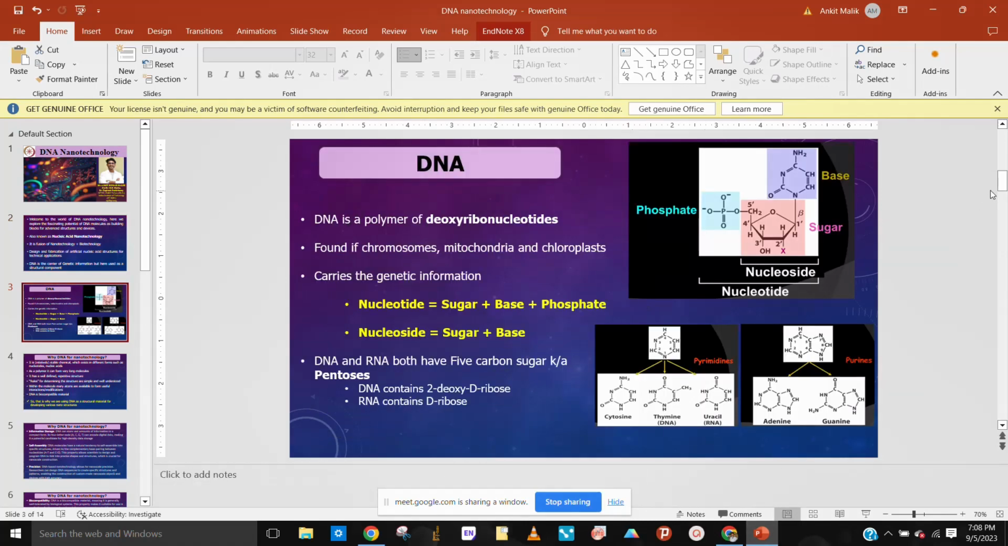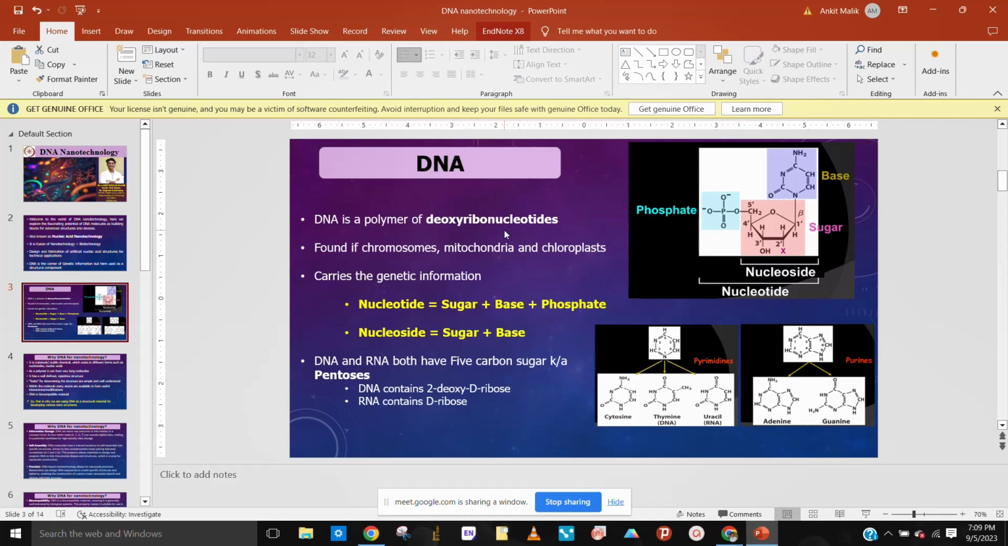So let's discuss DNA. What exactly is DNA? DNA is a polymer of deoxyribonucleotides. There are two terms: nucleotides and nucleosides. The combination of sugar, base, and phosphate is called a nucleotide, and sugar and base is called a nucleoside. DNA is found in chromosomes, mitochondria, and chloroplasts. As you can see, the phosphate, sugar, and base, these three make a nucleotide, and the sugar and base make a nucleoside.